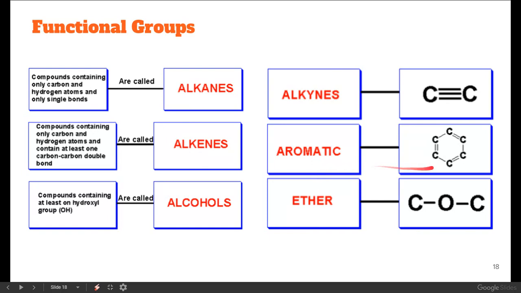An aromatic group means it's going to have a ring structure, and it's going to alternate double bond, single bond, double bond, single bond, double bond. You learned this back in the last chapter with resonance structures. So this double bond could be here or here. It doesn't matter. Just know that it alternates double single bonds. That's how it's an aromatic compound. And then an ether has an oxygen sandwiched in between two carbons there. So if you see an oxygen sandwiched between two carbons, that's called an ether group.